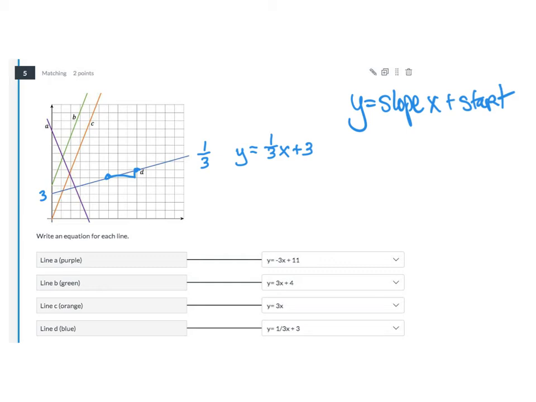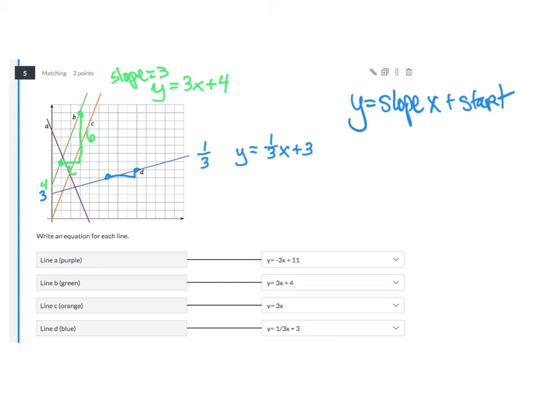Let's look at B. Where does it start? 1, 2, 3, 4. So it starts at 4. And again, we found the slope for B was 3, because we had this slope triangle. So we had 2, and then we had 6. So our slope was 3, and it starts at 4. So we're going to have it as y equals 3x plus 4.